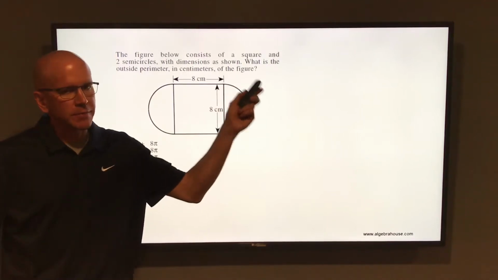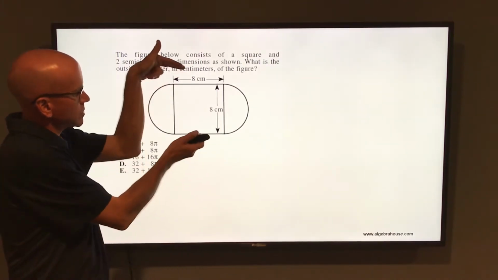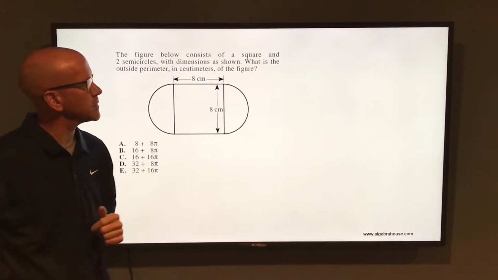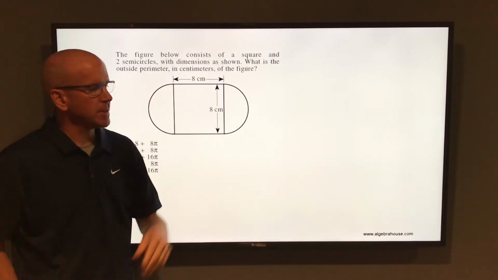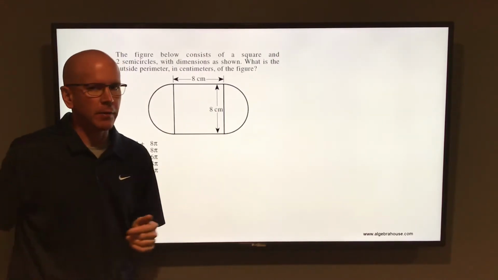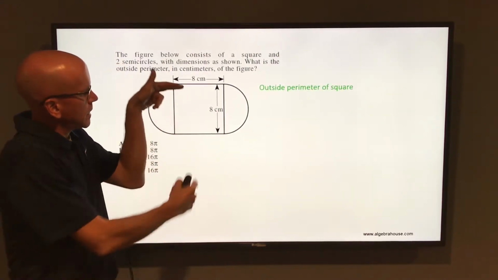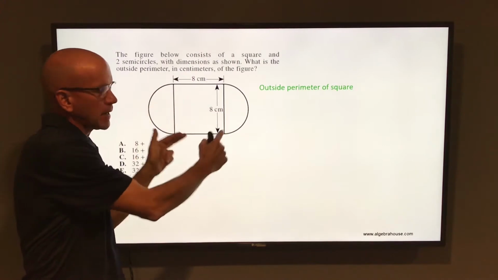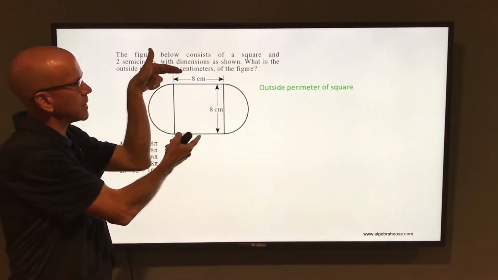The figure below consists of a square and two semicircles. You have a square on the inside, two semicircles on the outside. What is the outside perimeter in centimeters of this figure? The perimeter is the distance all the way around an object. We need the outside perimeter of the square, not the entire perimeter of the square.